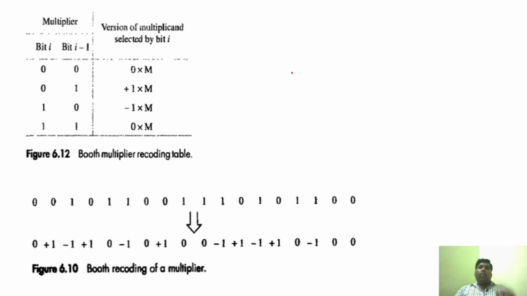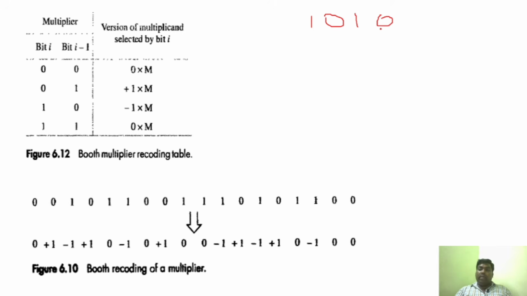Now what is the first step in Booth algorithm? The first step is you have to change the multiplicand. How do I change it? Since it is a signed multiplication, we have to have a multiplicand, whether it is plus or minus. For example, take 1, 0, 1, 0. If this is your multiplicand, you have to change it. So how do I change it?